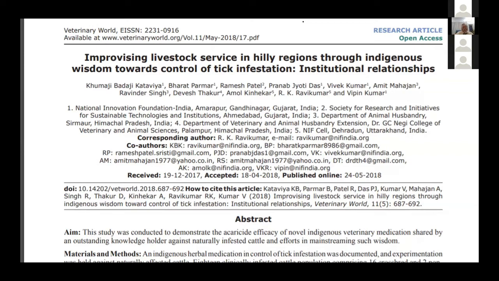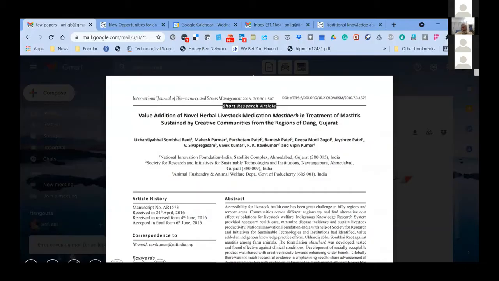Very effective. I'll give one more example. Again, here you have the first author, a different paper, but the first author is the community member, a farmer, whose knowledge was used for the herb for mastitis. And I wish this would become the norm. That's my wish. The blending is taking place.